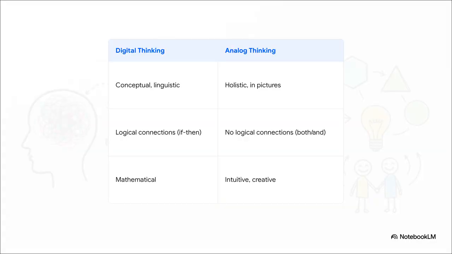And this is where the difference between digital and analog thinking is so important. Our digital thinking is our inner narrator. It's verbal, it's logical, it's linear, if this, then that. But analog thinking, that's totally different. It thinks in pictures, it's holistic, it's intuitive. It doesn't follow rigid logic, it sees all the connections and possibilities at once.